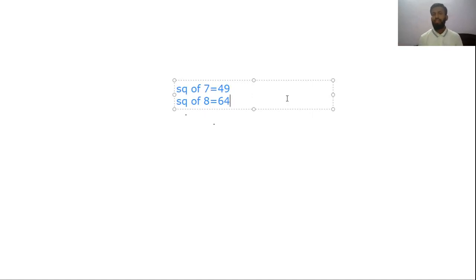And the question here is, how many numbers lie in between 49 and 64? Like all the numbers 50, 51, 52, 53, up to 63. Now the point is, if the numbers are really big, are we going to count on our fingers? No. Right? First of all, understand the question. A square of 7 and a square of 8. I need to find all the numbers that lie in between the square of 7 and the square of 8, or in other words, all the numbers in between 49 and 64.